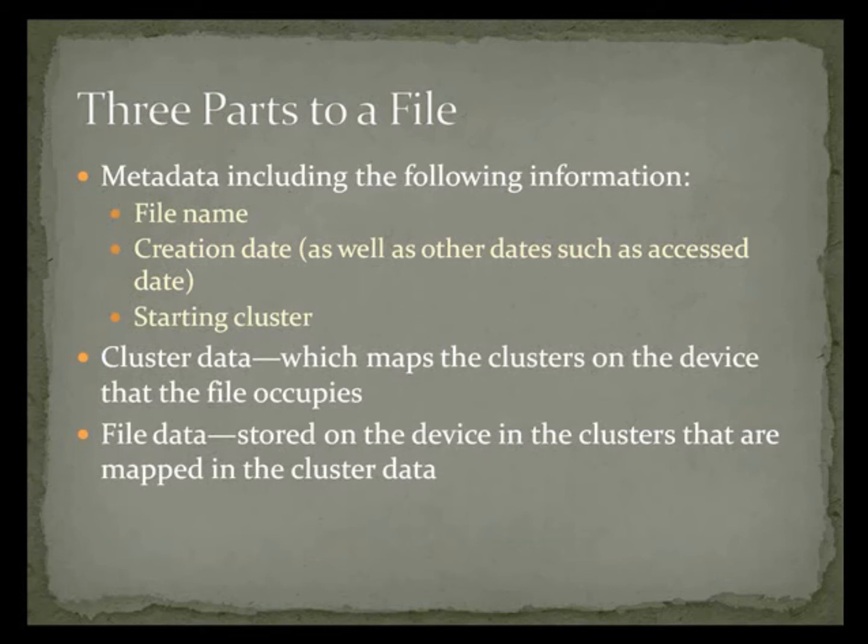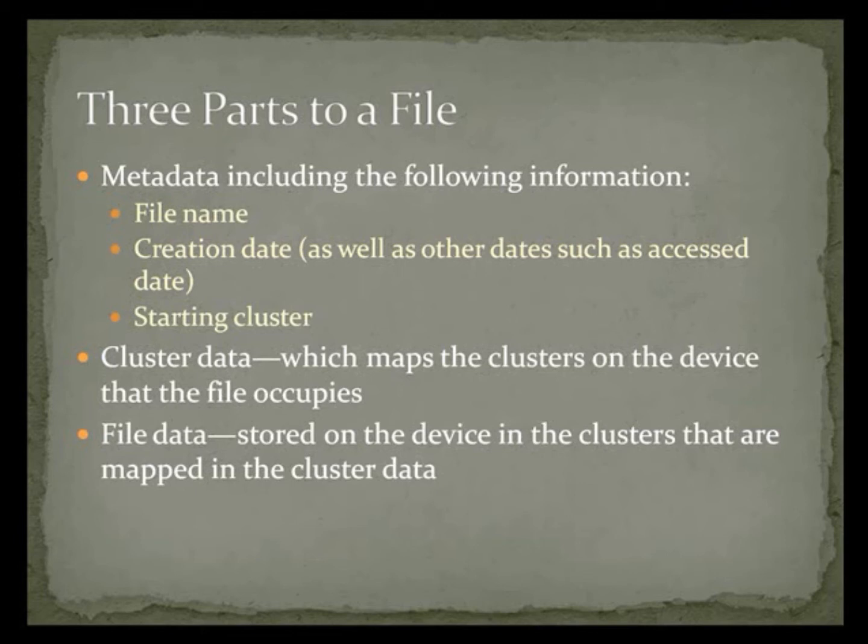The second part is the cluster data, or the cluster map. This is how the operating system keeps track of which clusters belong to a given file. The cluster map starts with the starting cluster, and then from that point on you can tell where the next cluster is, where the next cluster after that is, and so forth.